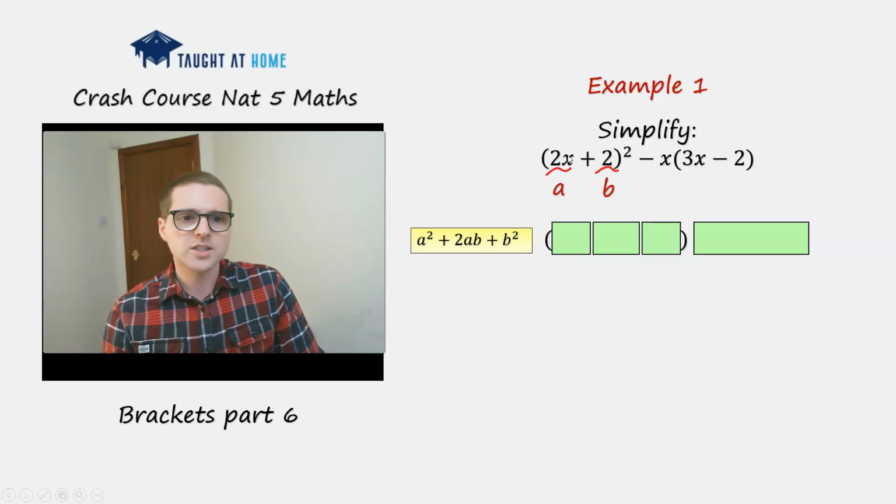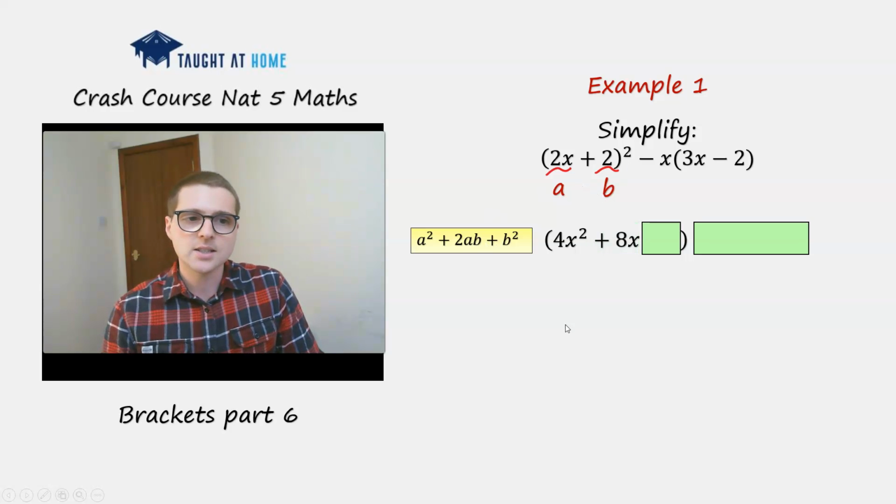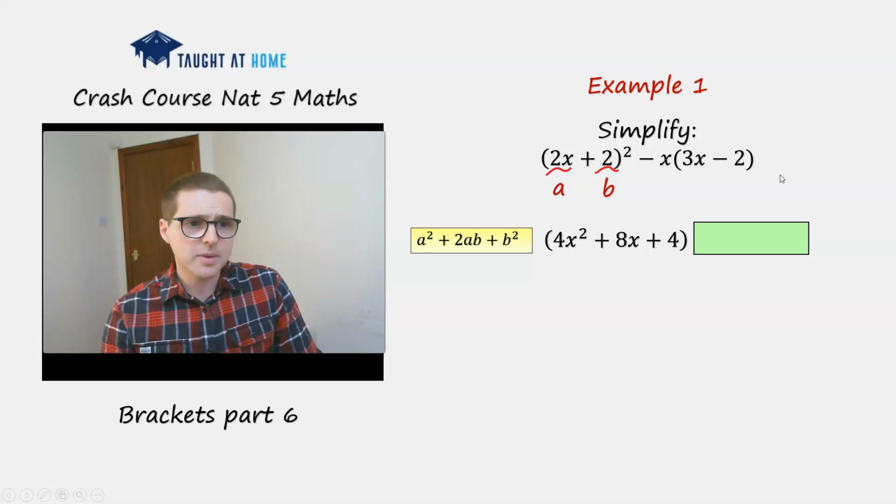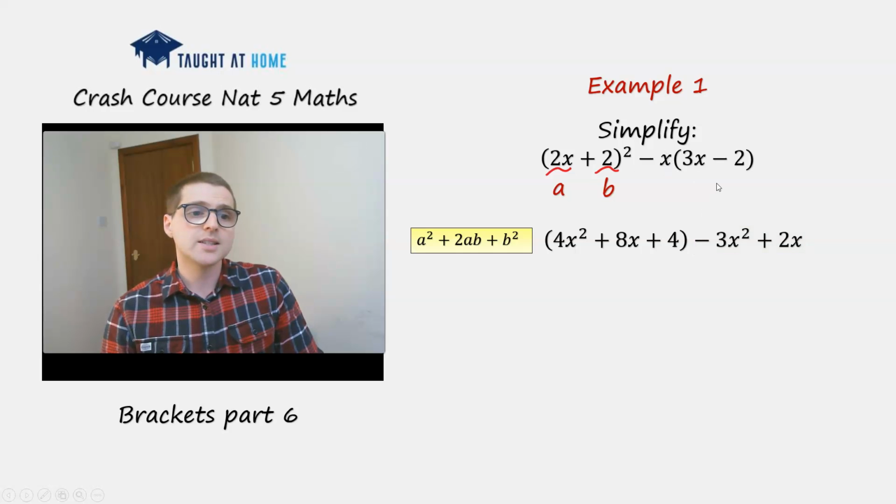So a squared: this is 2x all squared, which is 4x squared. And we've got 2 times a, which is 2 times 2x, which is 4x, times b, which is 2, so that's 4x times 2, which is 8x. And b squared, which is 2 squared, which is 4. And now we can expand the right bracket, so minus x times 3x, which is minus 3x squared, and then minus x times minus 2 is plus 2x.